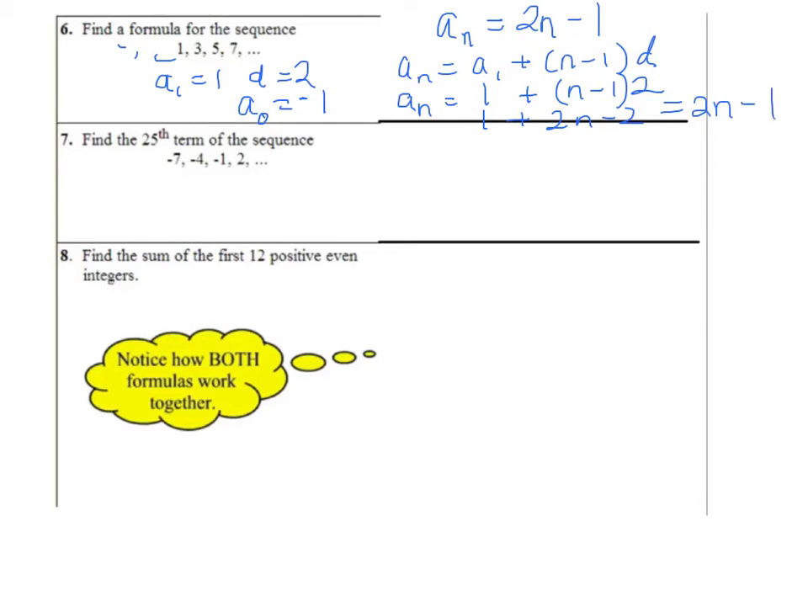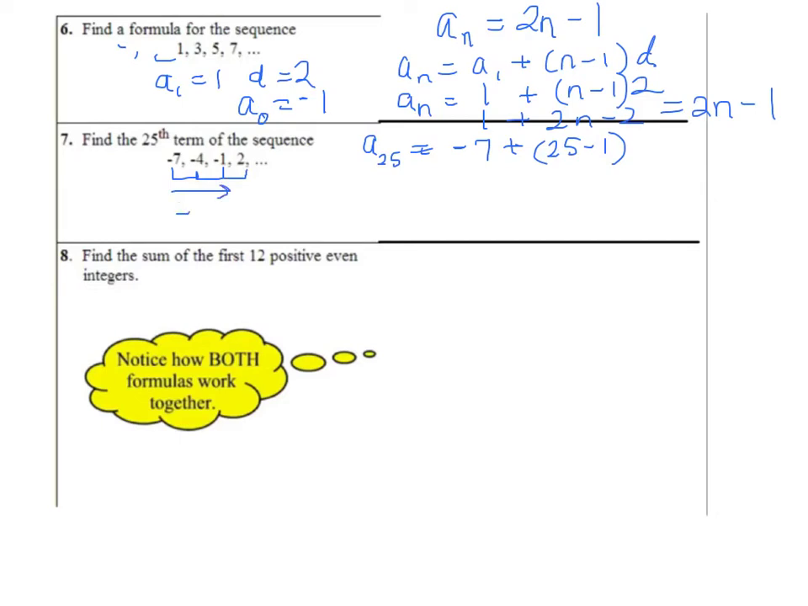Find the 25th term of this sequence. The 25th term, a sub 25, is equal to the first term, which is negative 7, plus 25 minus 1 times the common difference. Now, it starts out negative, so you have to be careful. This is actually increasing.